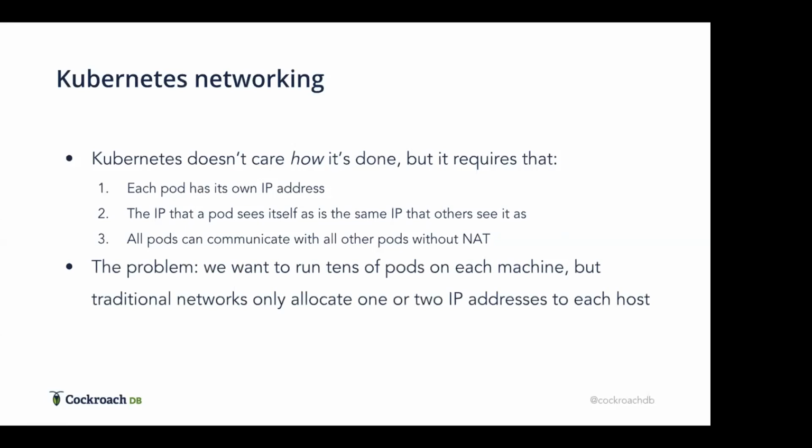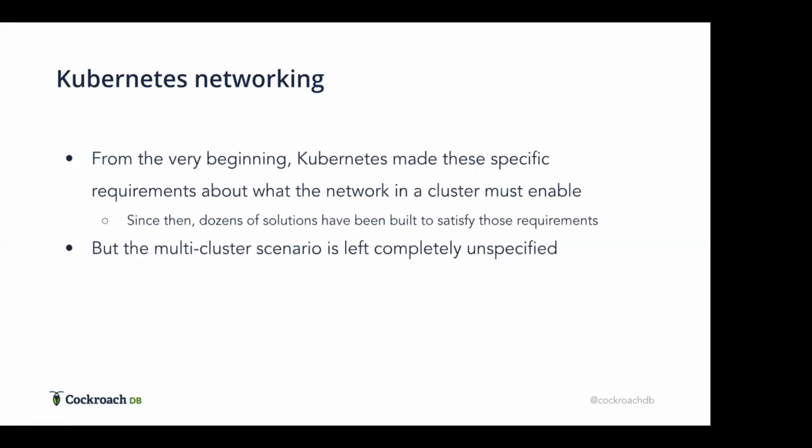But this posed a real problem because we want to run a lot of pods on each machine, but traditional networks only allocate 1 or 2 IP addresses to each host in their network. We needed some way of creating new IP addresses for each of the pods on these machines. And it turns out that there have been a lot of solutions dreamt up over the last few years to satisfy those requirements. There are dozens of solutions out there. And while you can group them into a few classes, they all have details that differ from each other. And so you have tons of different solutions out there, all of which are being used, which means that you can't really rely on implementation details to be true in any given Kubernetes cluster.